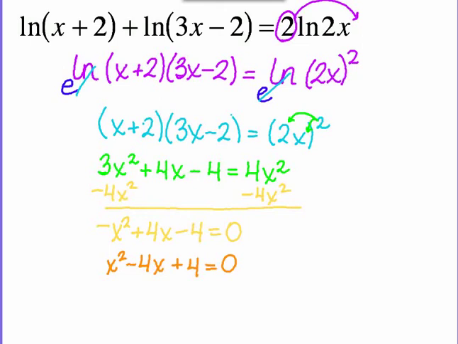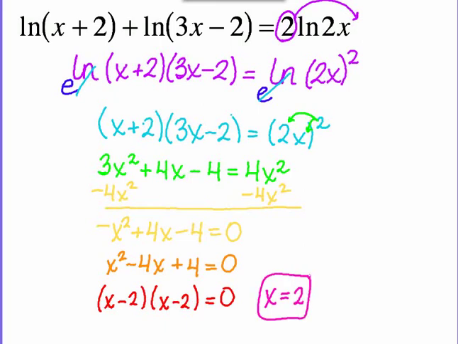-2 or -2. Two factors of 4 that add up to 4, and they are -2 and -2. Good. So my solution is what? What does x equal? 2. And there you go. So should be fairly straightforward on that one. Kind of just, it takes a while, but once you get going, it's just a lot of algebra.